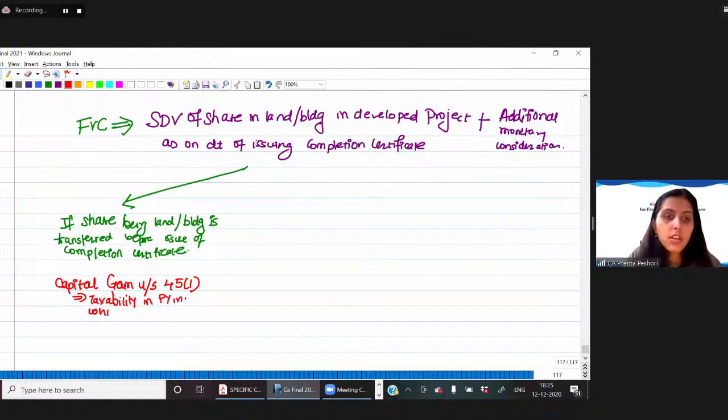in which transfer takes place. Is it clear?